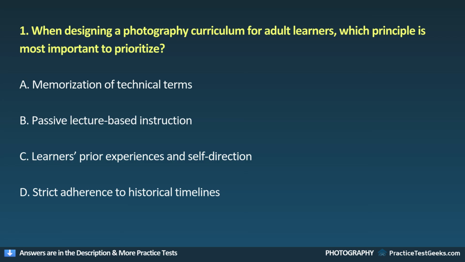1. When designing a photography curriculum for adult learners, which principle is most important to prioritize? A. Memorization of technical terms. B. Passive lecture-based instruction. C. Learners' prior experiences and self-direction. D. Strict adherence to historical timelines.